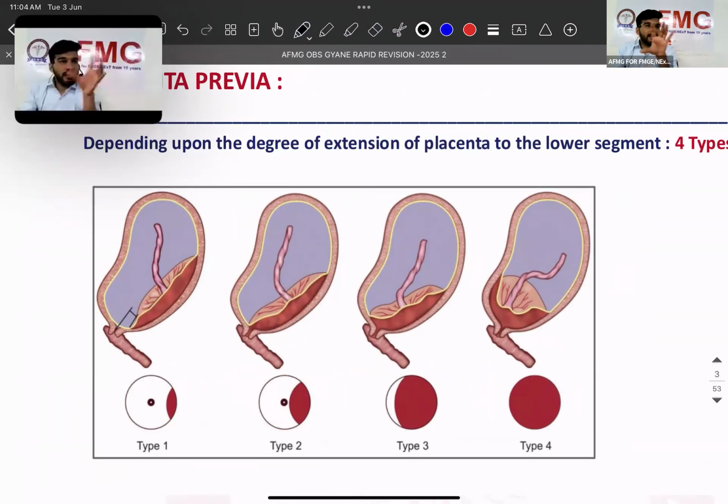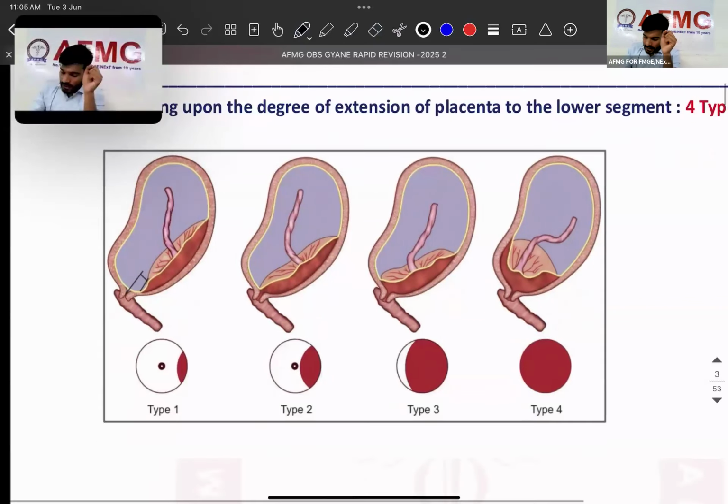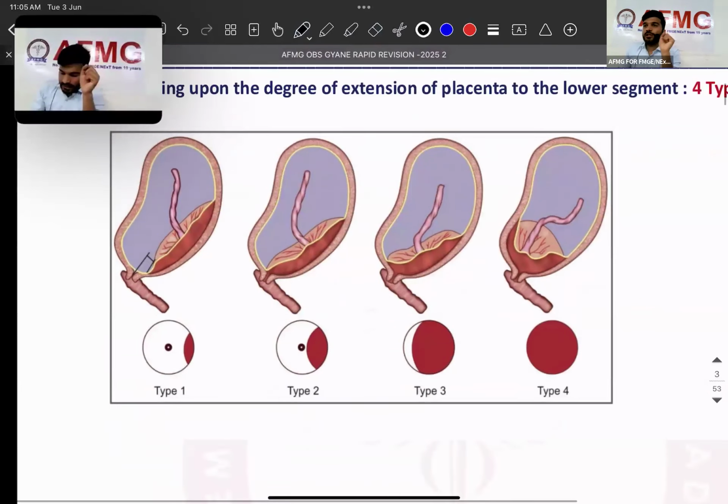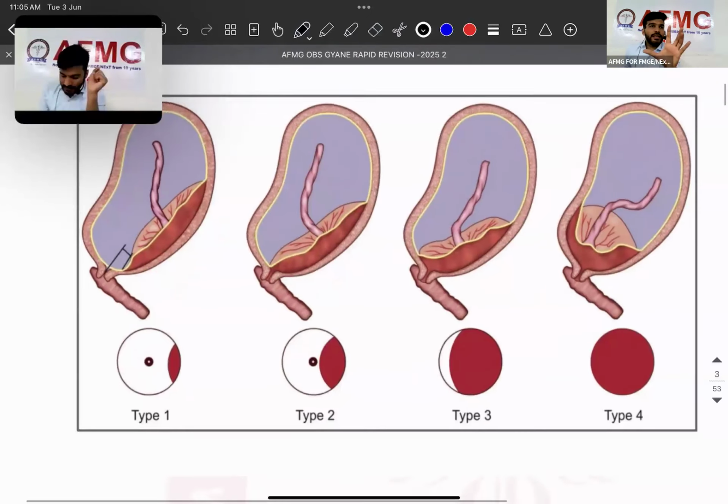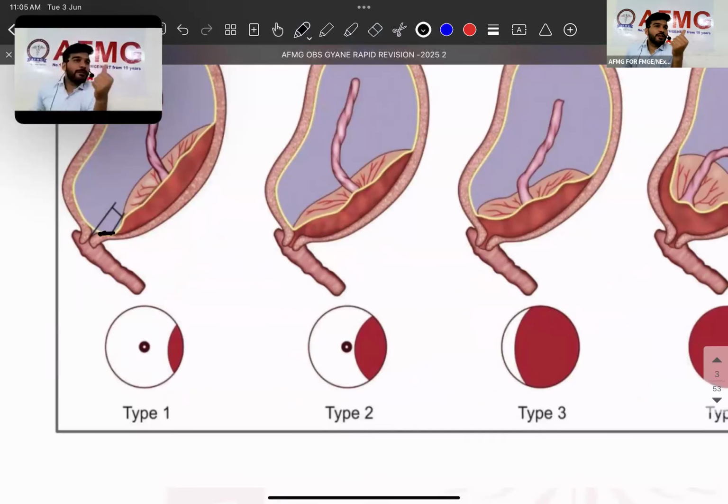But the new classification says that placenta previa can be of only two types. One type is the low-lying placenta, which is 2 centimeters away from the os. Or it is type 2, type 3, and type 4, all termed as placenta previa. Are you getting my point? So again, what is placenta previa? Placenta previa means when the placenta is implanted in the lower segment. Clear?